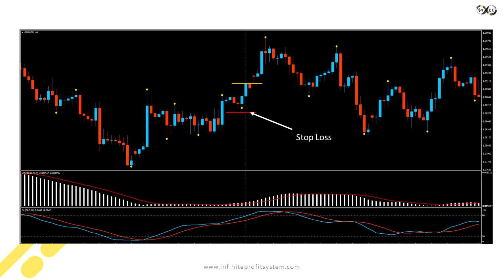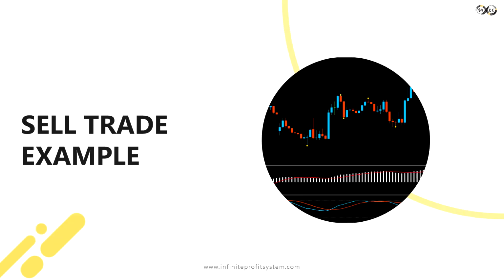My stop loss was placed a few pips below the most recent swing low. My take profit was set the same distance away from the entry as my stop loss. Now let's look at a sell trade example.